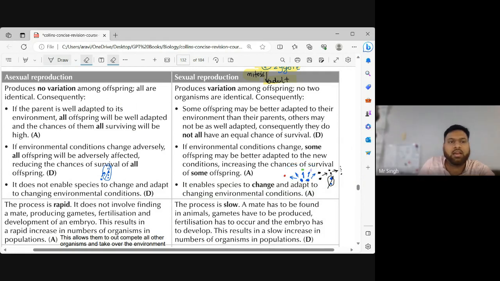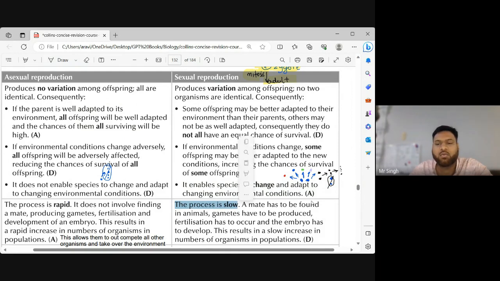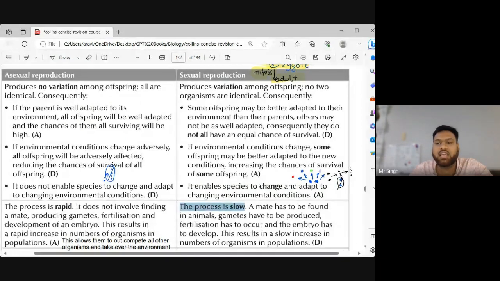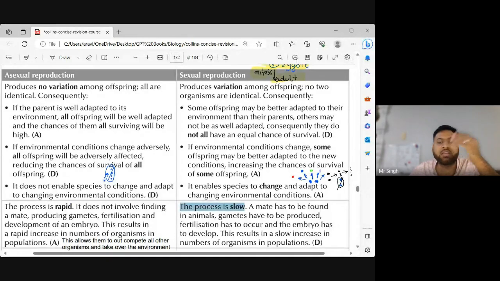Nice. So let me go again. The last point that we're looking at: the problem with sexual reproduction is that the process is slow. And why is the process slow? Because of course, if you have to reproduce sexually, you need to find a mate. And finding a mate might take a little while, especially choosing the correct mate, right? It takes me about 30 years. A mate has to be found in animals, right?